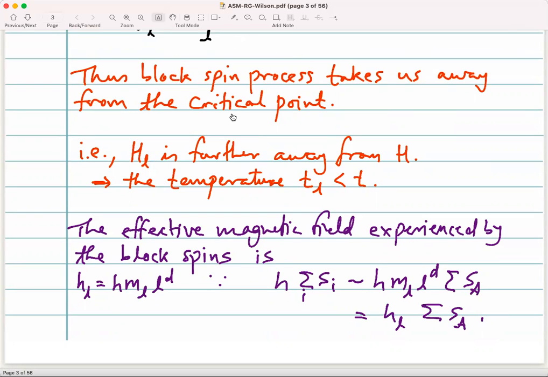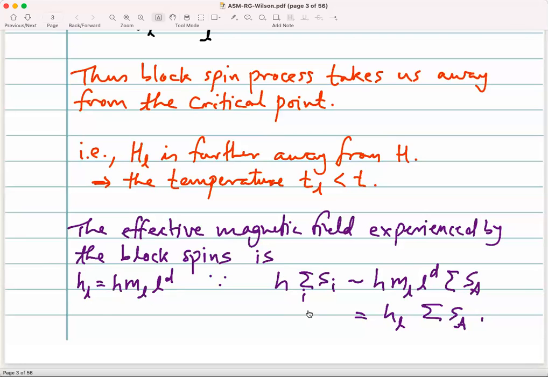Okay, so let me just go ahead. The effective magnetic field experienced by the block spin is what we will call H_L, which is H times the average magnetization M_L times the volume of the unit cell. Therefore the original interaction H times S_i would be written as H times M_L times L^d times the block spin sum. And we would call this quantity H_L.